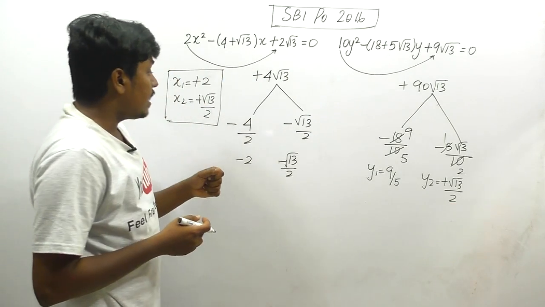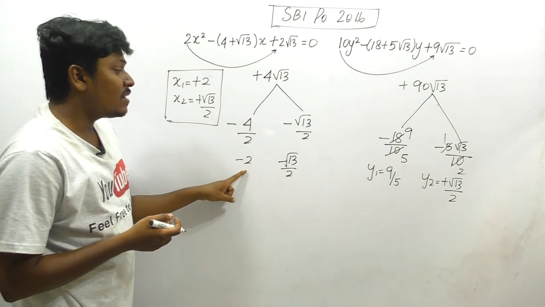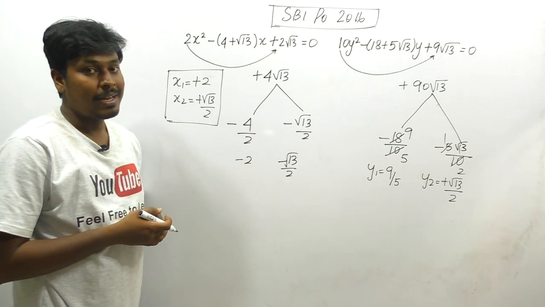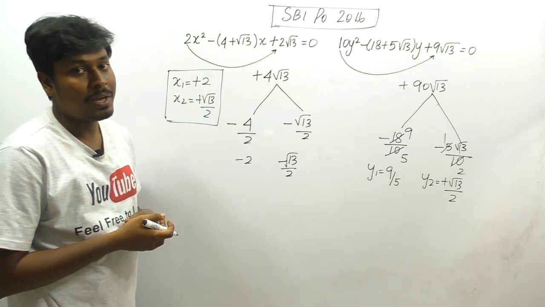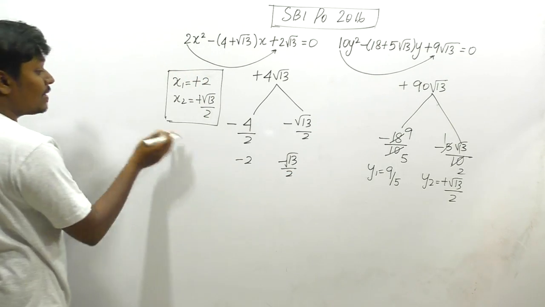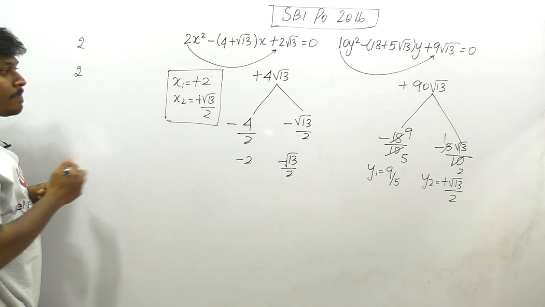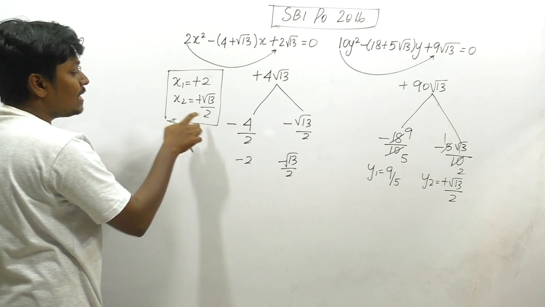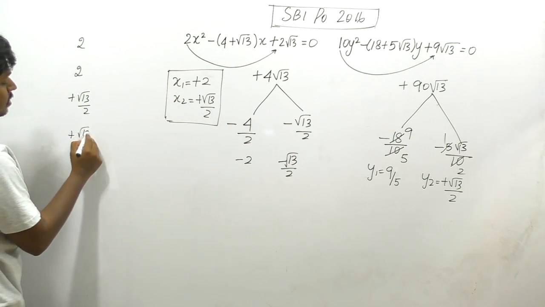Friends, and the next step is to compare the values. So by keeping x1 constant, we need to compare with both the y values, and similarly by keeping x2 constant, we need to compare with all the y values, right? So x1, which is 2, friends, here it is, right? X1, which is 2, so I am going to fix 2 here, and x2, which is plus root 13 by 2, so plus root 13 by 2, similarly plus root 13 by 2.